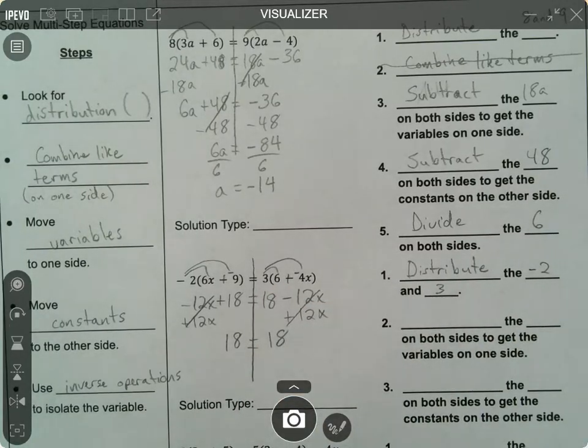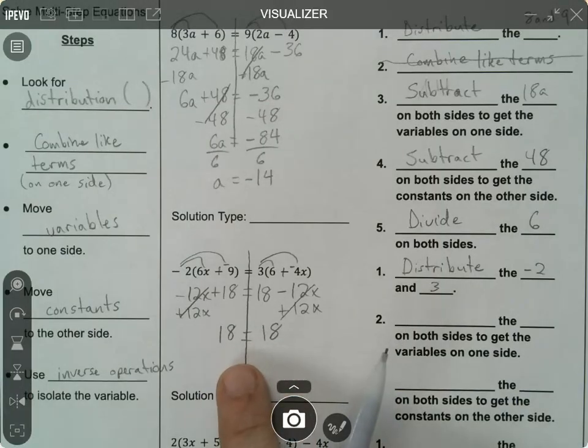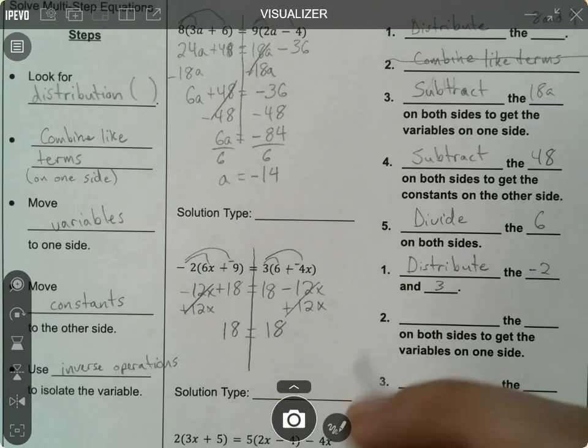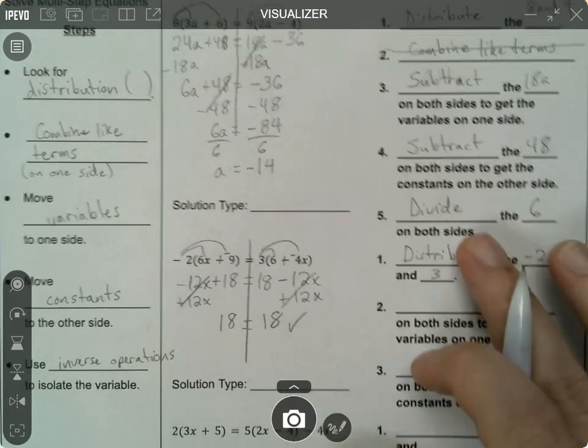What do we solve for? Never run into that problem before, have we? Okay, well, let's start asking questions here. The equal sign says that left side, right side are the same. Does 18 equal 18? Is that a true statement? Okay. So, we're done.